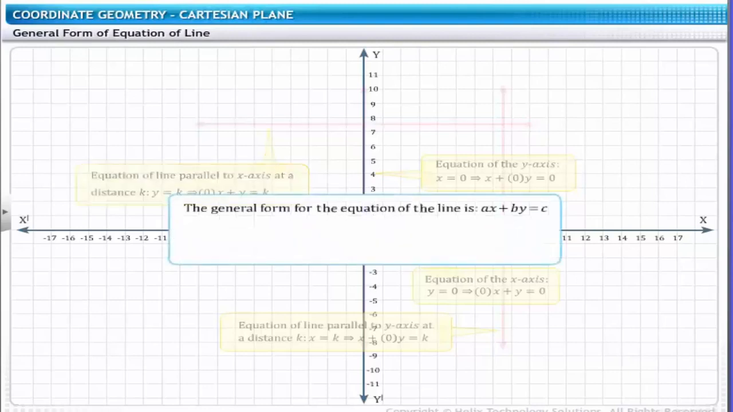Therefore, the general form for the equation of the line is ax plus by equals c, where a, b and c are real numbers, and a is not equal to 0 or b not equal to 0.